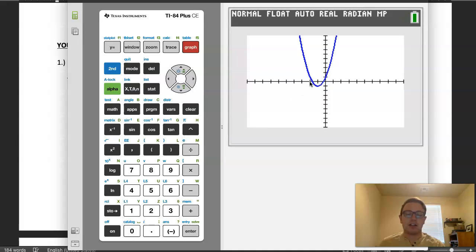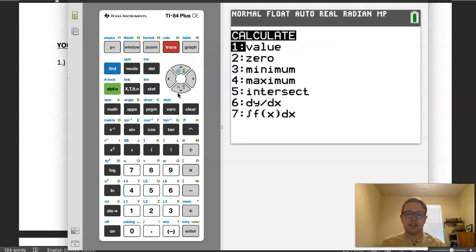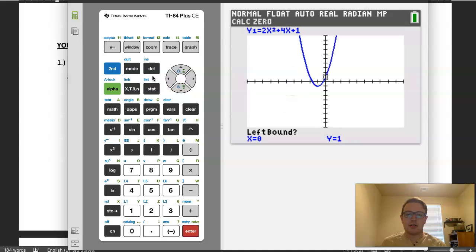Now this one looks a little bit more confusing. It looks like our answers aren't quite as precise. This is where that zero tool will be super useful. So let's hit second calc. Let's find our zeros. We're going to start with a point to the left. We're going to get a point to the right. And we're going to try to calculate that.